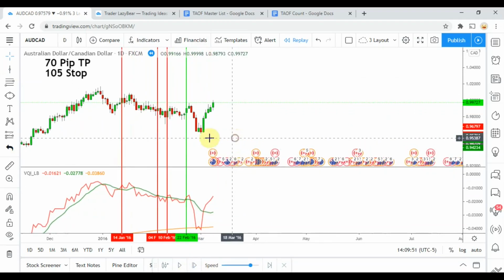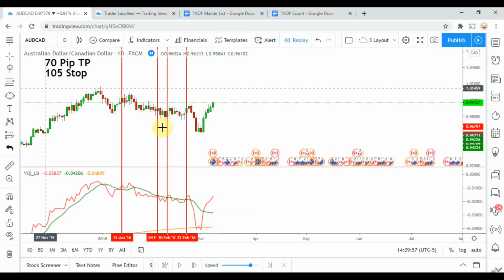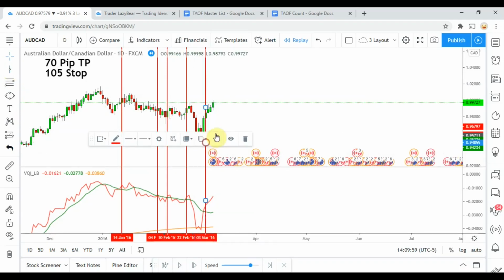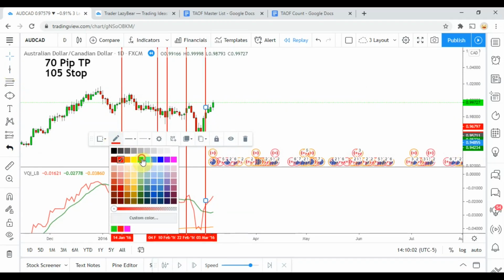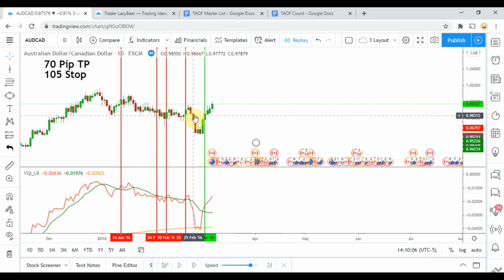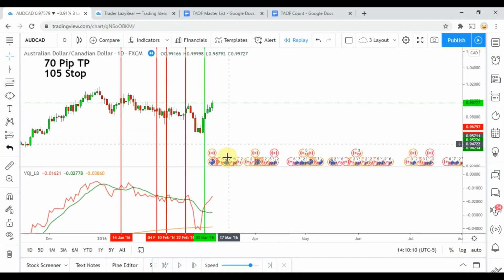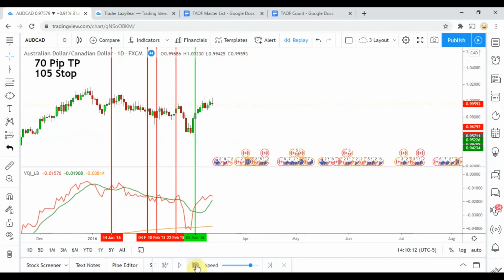And once again, it drops down pretty fast, getting us stopped out. Then we move forward over here. We get a long signal right there. And this one eventually gets us to our take profit finally. So there is our first winning trade.